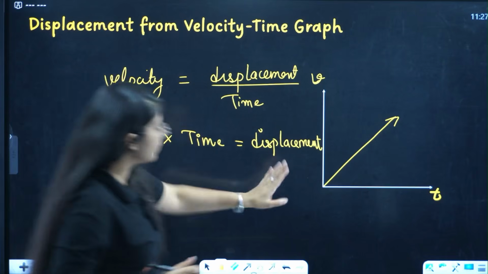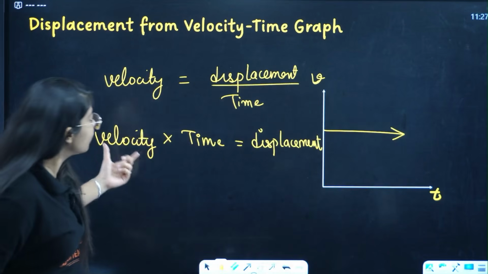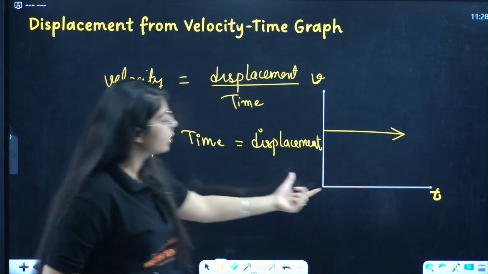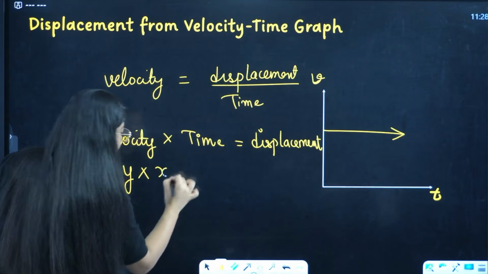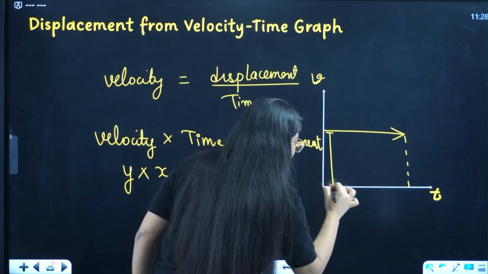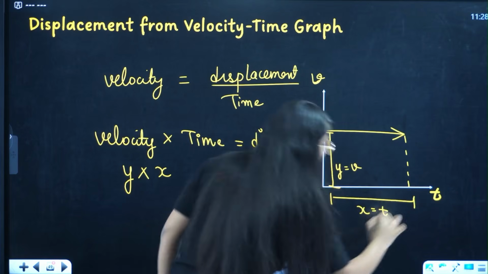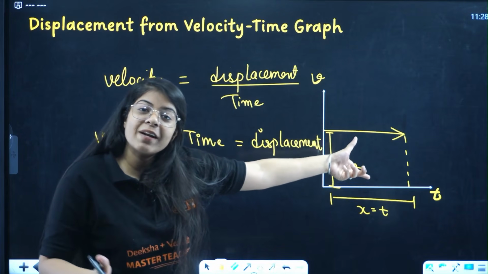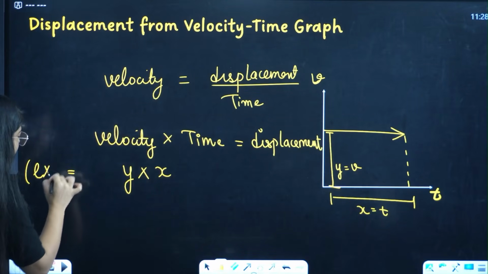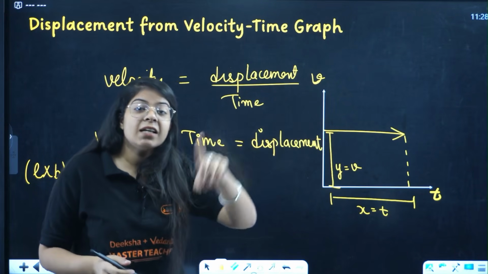Let me make you understand this velocity and time first with this graph. Now, this shows that velocity is what? Velocity is the Y component and time is the X component. That means if I join this and multiply this Y component, that is my velocity, and this X component, that is my time, this gives me what? This is the area of a rectangle or a square, length into breadth.